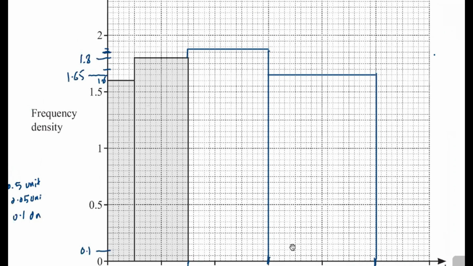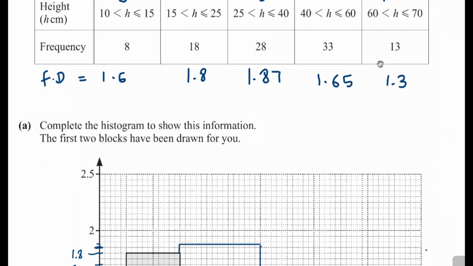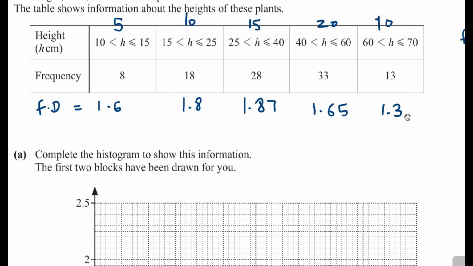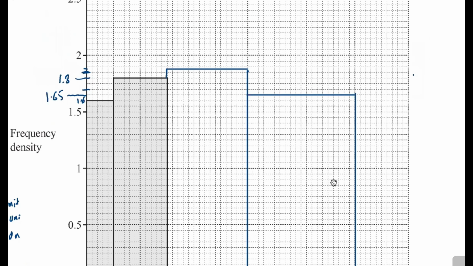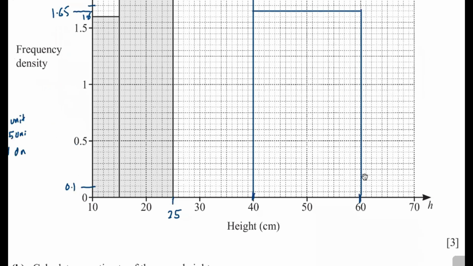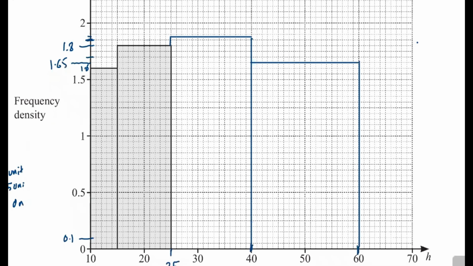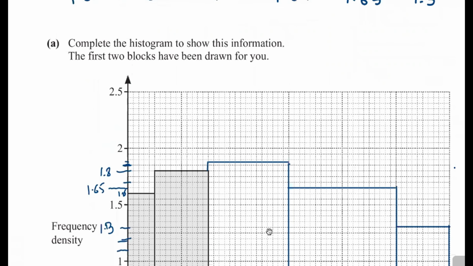And the next block will be between 60 to 70 and 1.3. Now you can see here 60 to 70, this is the 1.3. Now you can see here 1.2, 1.1, 1.2, and this is 1.3. We draw a line at 1.3, we join this, and this bar shows the 1.3. Okay, and this is the histogram we have to draw.